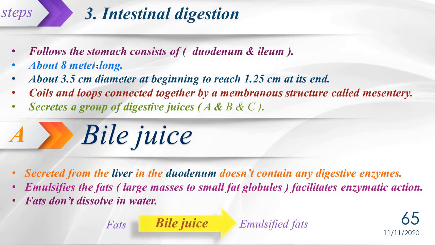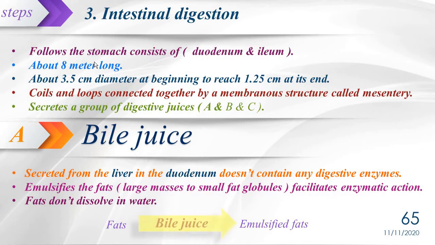The diameter is 3.5 at the beginning, at the duodenum, but in the ileum, at the end, after digestion of the food, it becomes smaller, and the food becomes smaller also. It has coiled loops, held by a membrane around the small intestine called the mesentery.